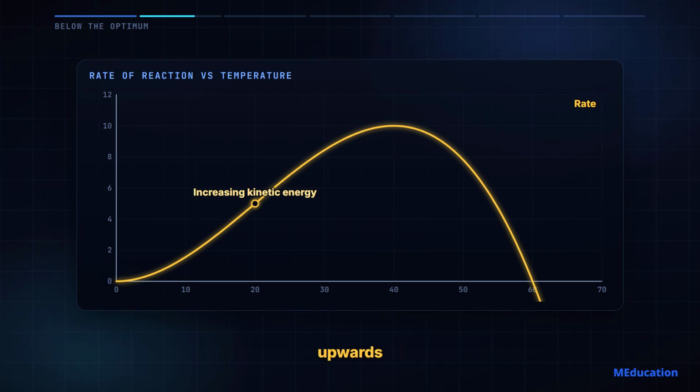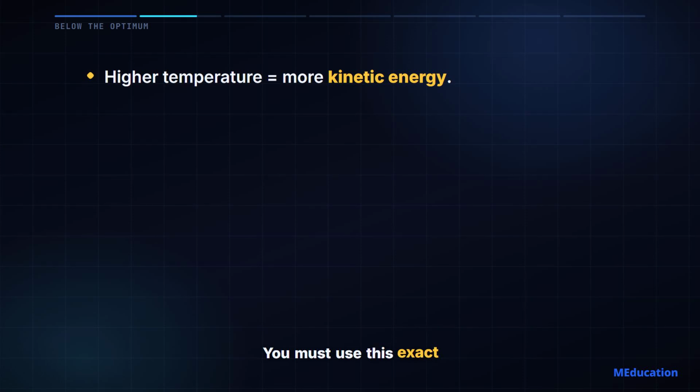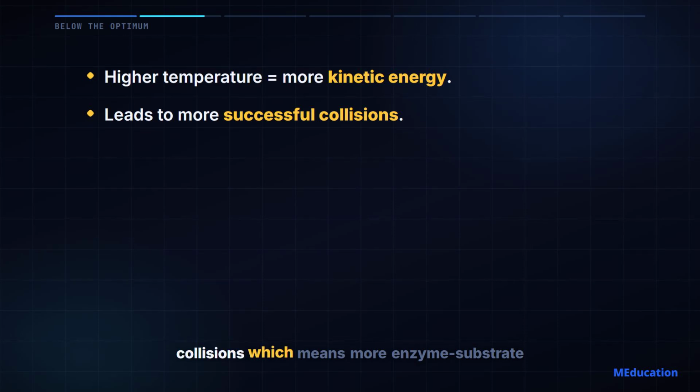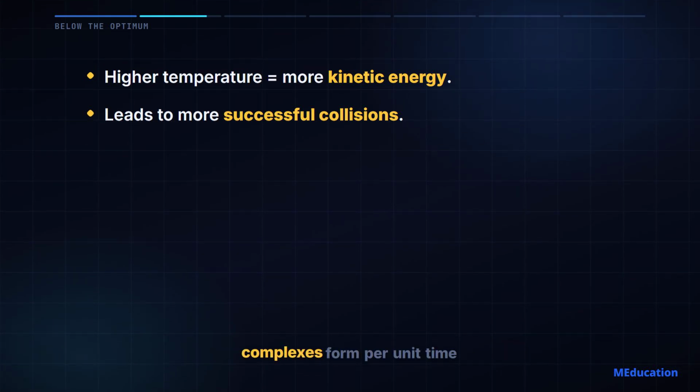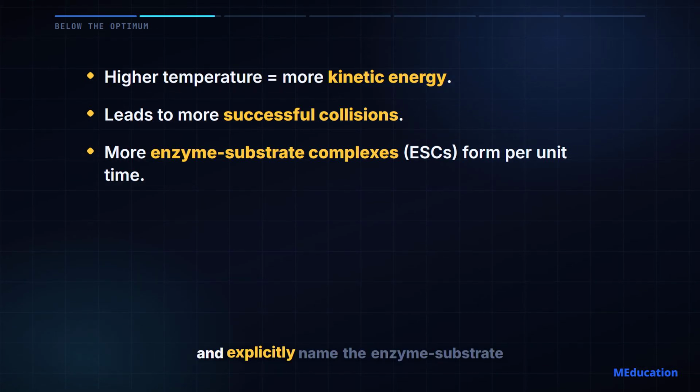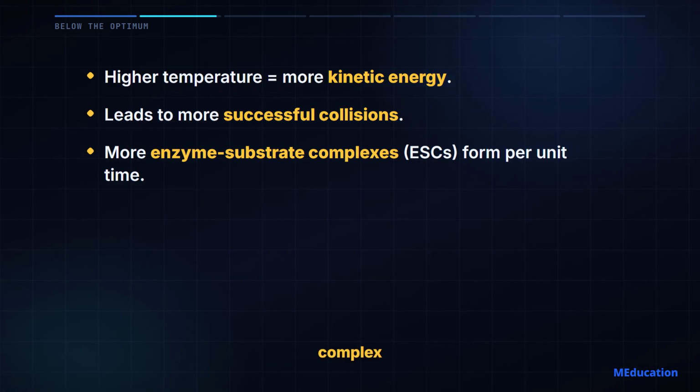You must use this exact phrasing in the exam to get the marks. You state that more kinetic energy leads to more successful collisions, which means more enzyme-substrate complexes form per unit time. You do not just say they collide more. You must specify that the collisions are successful and explicitly name the enzyme-substrate complex. Examiners are actively looking for these exact terms.